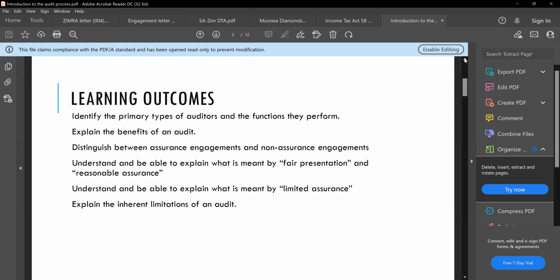Understand and be able to explain what is meant by fair presentation and reasonable assurance. Understand and be able to explain what is meant by limited assurance. And lastly, you need to be able to explain the inherent limitations of an audit.